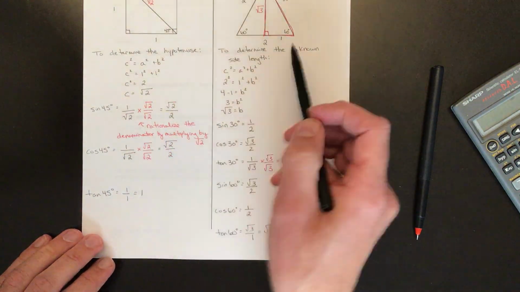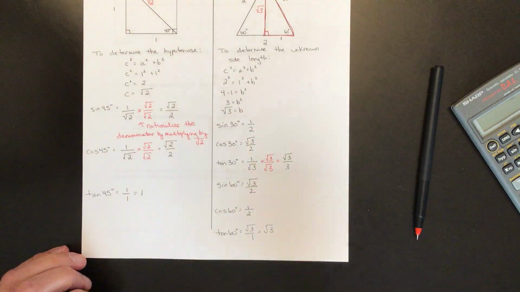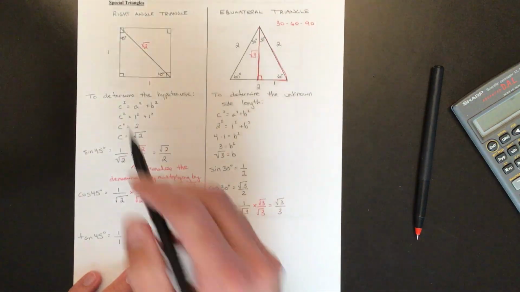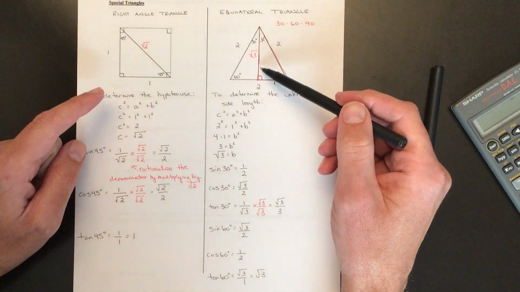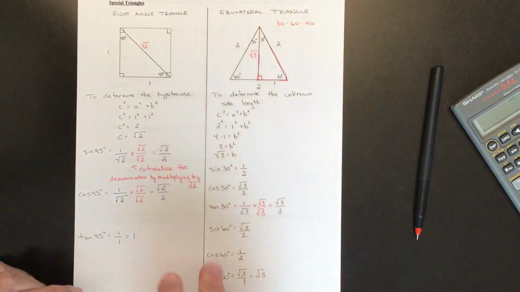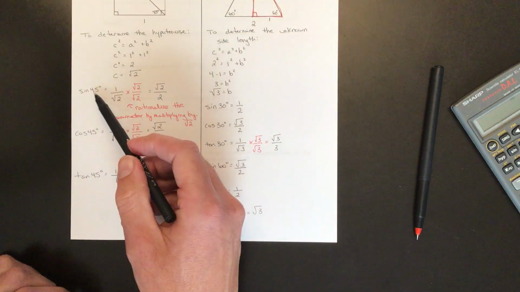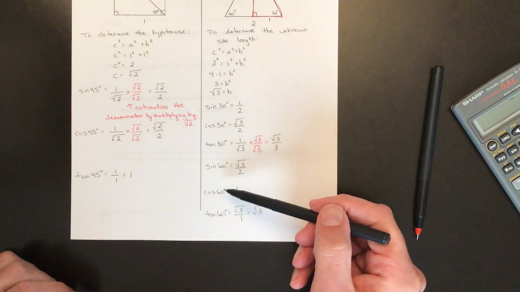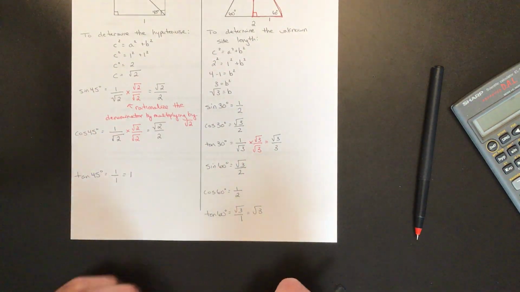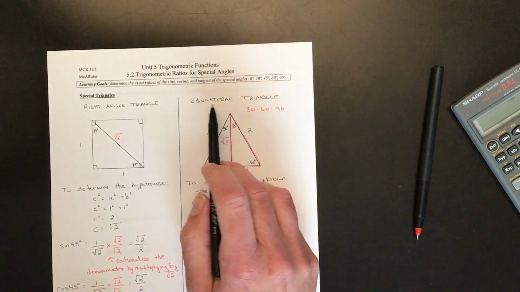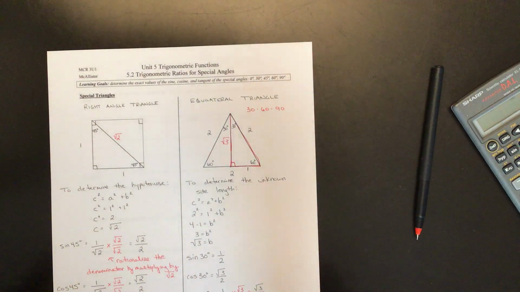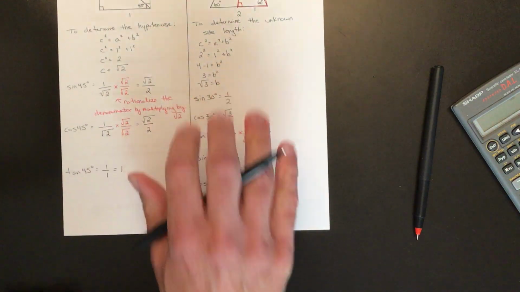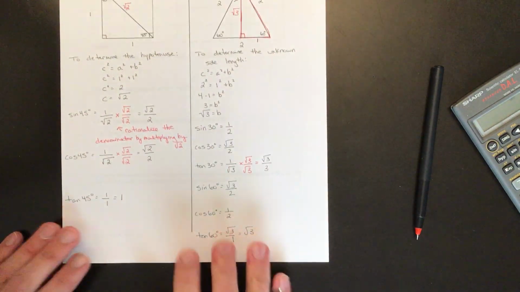Okay, so from these two triangles that we're looking at, the right angle and the equilateral, I labeled those and gone through them just to show you where I'm getting these values from. Now, 45 degrees, 30 degrees, and 60, I referred to as special angles. So why are those angles special? What about them makes this special?